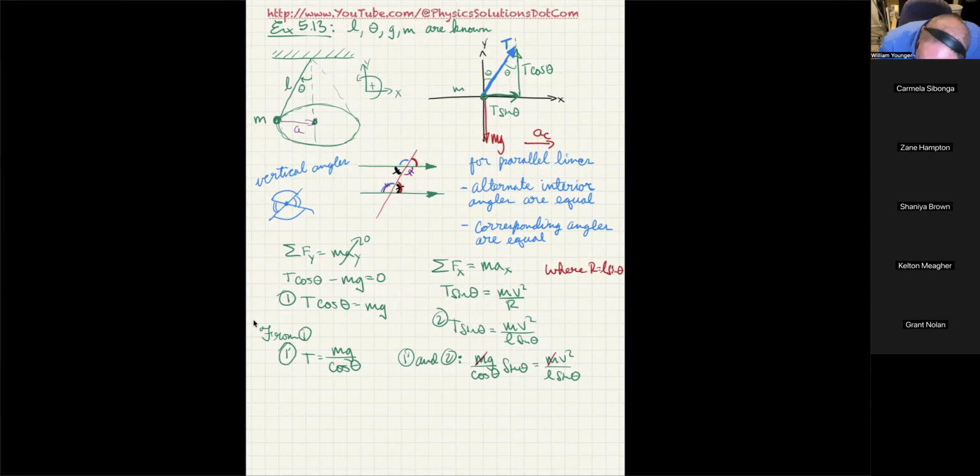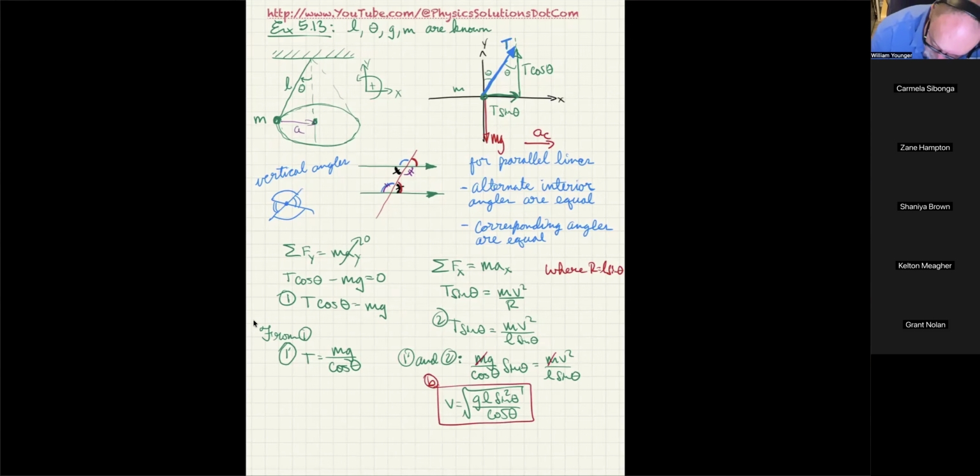From this, we can get V is equal to the square root of G L sine squared theta divided by cosine theta. So that is actually the velocity. So this is part B.